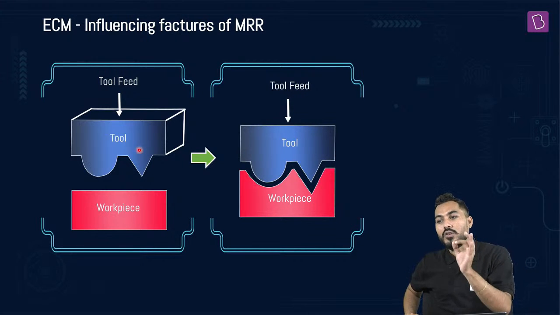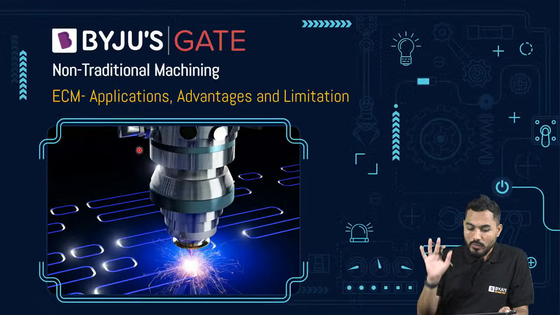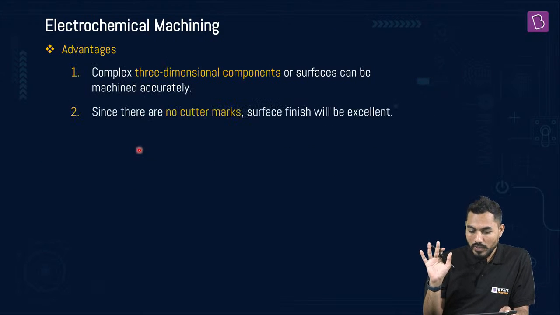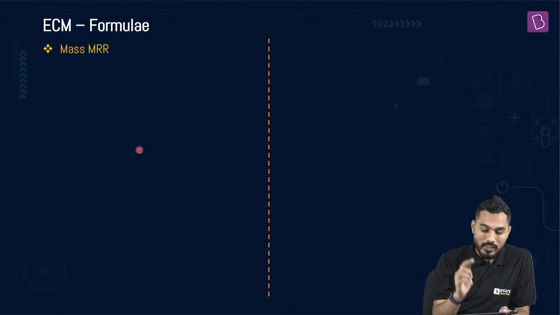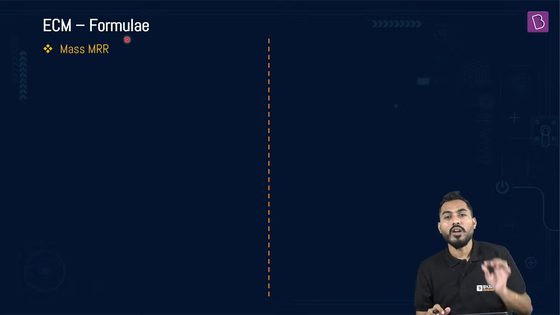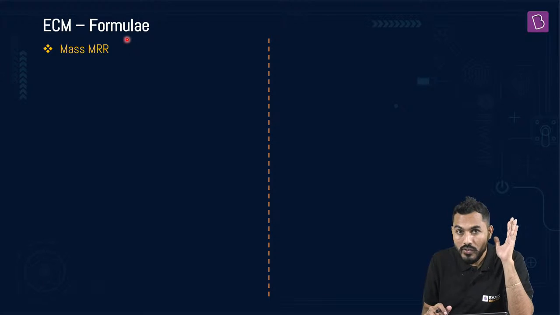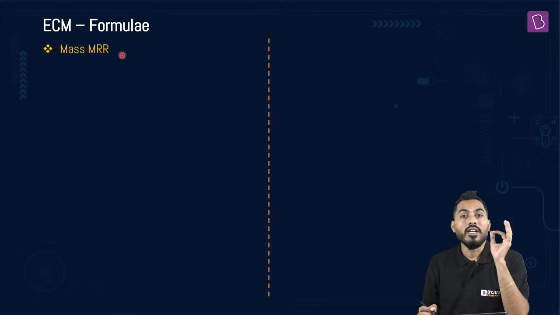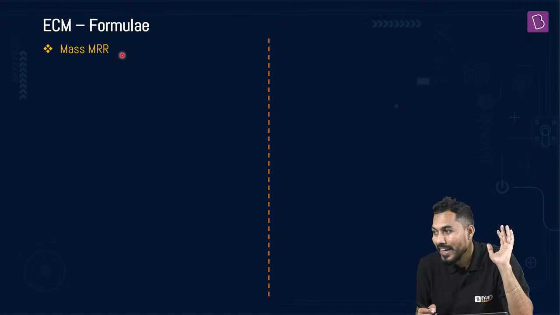Now we'll talk about numerical concepts. There is a little bit of theory, but we will not go through the applications, advantages and limitations. The most important thing is numericals. First is the mass material removal rate. A question comes directly in the GATE examination: calculate the mass MRR, mass material removal rate. Is it accepted, everybody?